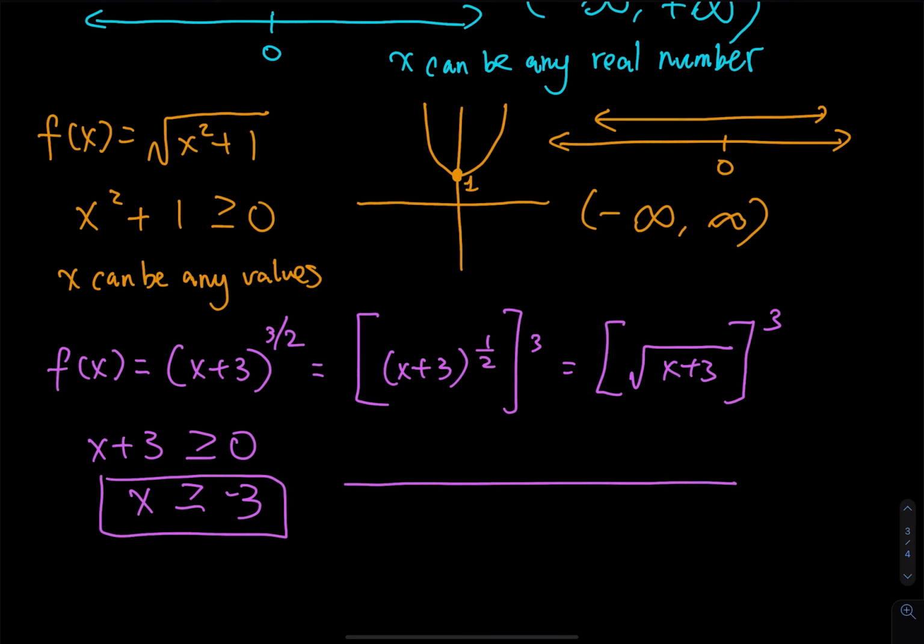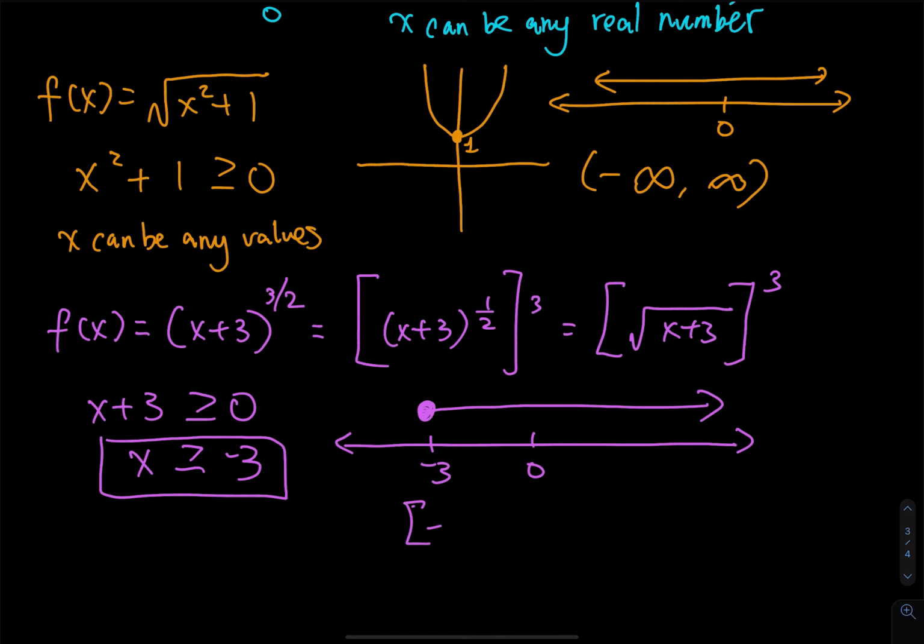Graph that. 0, negative 3, greater than or equal to. So the line goes to this side. So this is from negative 3 to positive infinity. That's how easy it is.